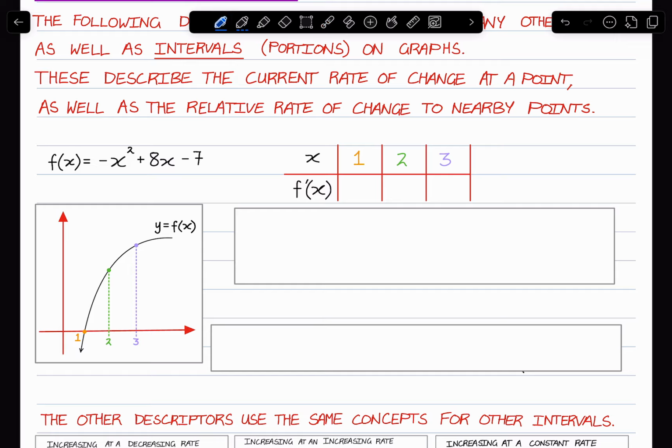Just to demonstrate this before we move on to the general ideas of all of this, let's take a look at one specific example. So let's take the first derivative of this one, f prime of x, which gives us negative 2x plus 8.